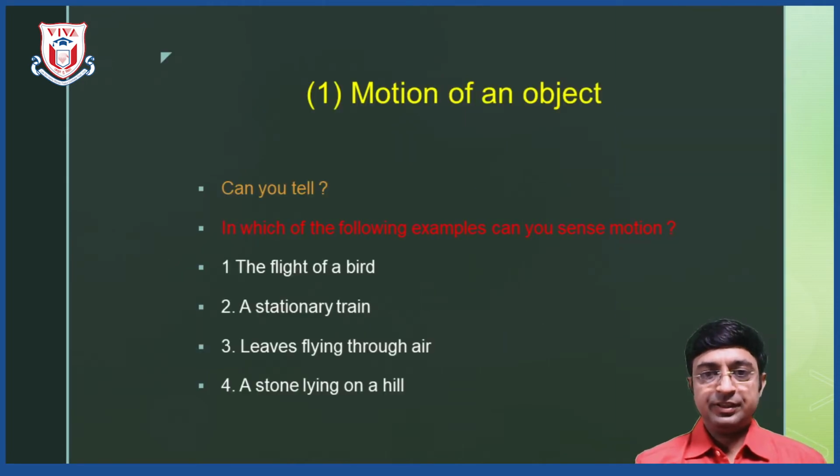First point given here, motion of an object. Can you tell? Question given for us, in which of the following examples can you sense motion? Four examples are given. First one, the flight of a bird, a stationary train, leaves flying through air, a stone lying on a hill. So think about these four examples and in which example you sense motion. Now see on the next slide.